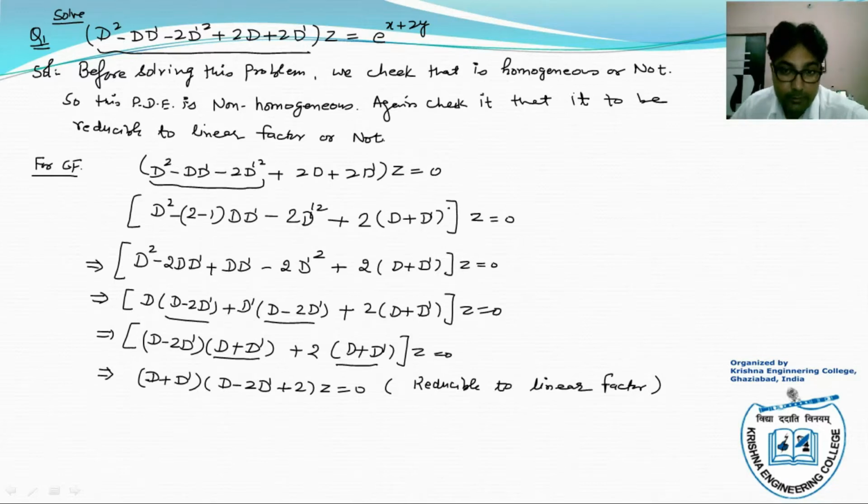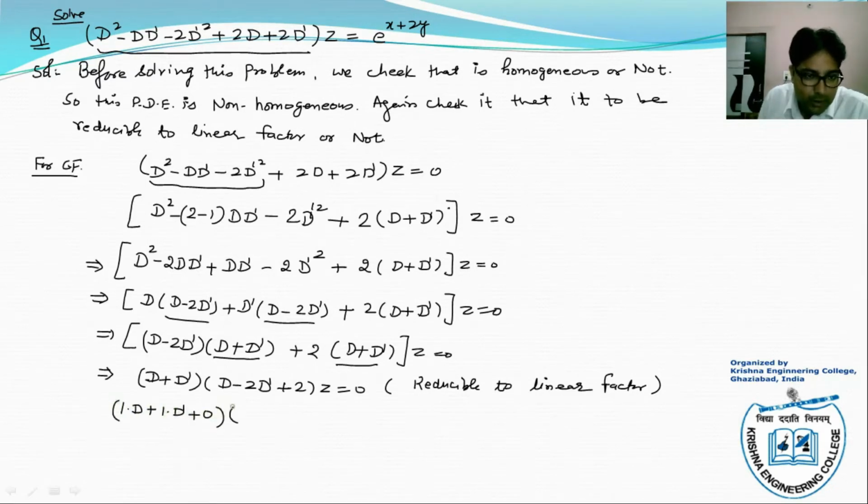If it is not reducible, then in this case we use the trial solution for finding the CF. Clear? Now this is reducible, so the first factor can be written as 1 into D plus 1 into D dash plus 0, and the second factor is 1D minus 2D dash plus 2, acting on z, equal to 0. Here in the first factor a is equal to 1, b is equal to 1, c is equal to 0. In the second factor a is equal to 1, b is equal to minus 2, c is equal to 2.